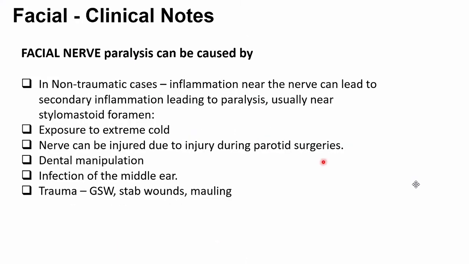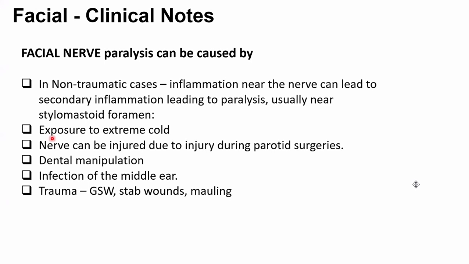So clinical notes on the facial nerve. Facial nerve paralysis can be caused by many. For non-trauma, wala naman sinuntok or sinaksak or binaril. In non-trauma lang, any inflammation around the nerve can lead to secondary inflammation of that facial nerve. So once you have an inflamed facial nerve, it can lead to paralysis also. And it usually happens in the stylomastoid foramen. Kasi dito yung medyo nagsisikipan. Diyan naman ang area na maraming tissue, maraming different parts of organ. It can be muscle, it can be inner ear also.